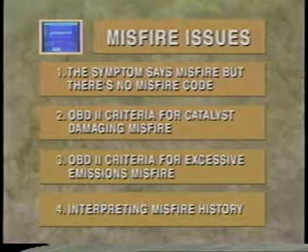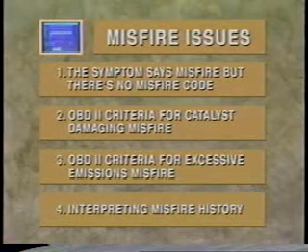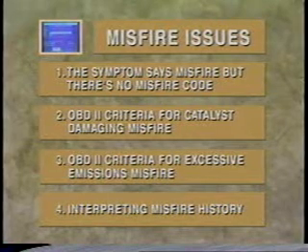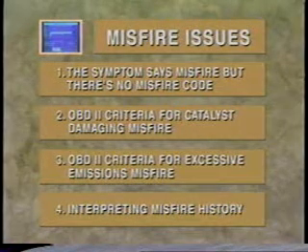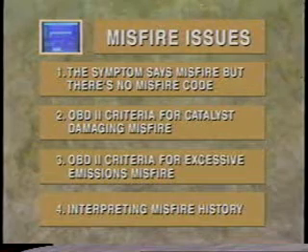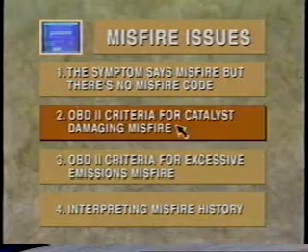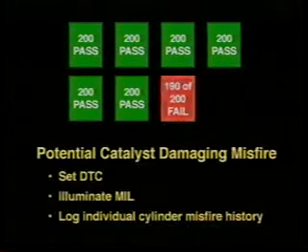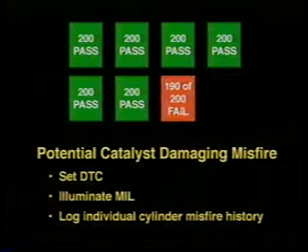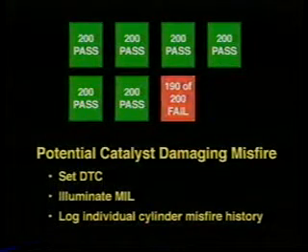One instance in which the PCM will set a misfire trouble code is when the vehicle exceeds the OBD2 criteria for what's known as a catalyst damaging misfire. This is how the PCM identifies a catalyst damaging misfire. Every 200 engine revolutions, the PCM conducts a test. The PCM counts the number of misses that occur during the 200 revolution test period.